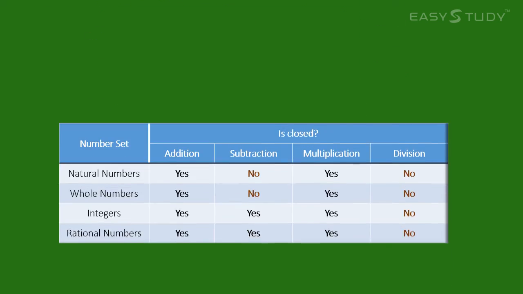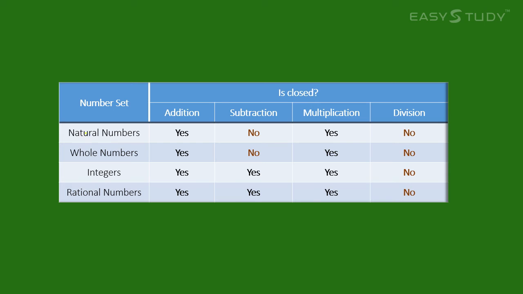Okay, so what did we study? For all the given sets, natural numbers, whole numbers, integers and rational numbers, addition and multiplication are closed for all these number sets. If you look into this table, you can also observe that the division operation does not follow the closure property for any of these sets, and the subtraction operation is only closed for integers and rational numbers. In this video, we learned about the closure property.